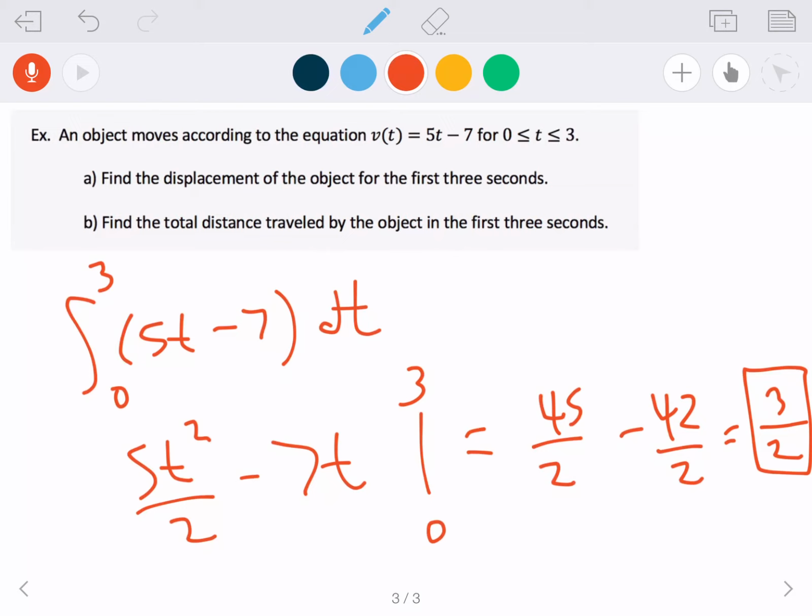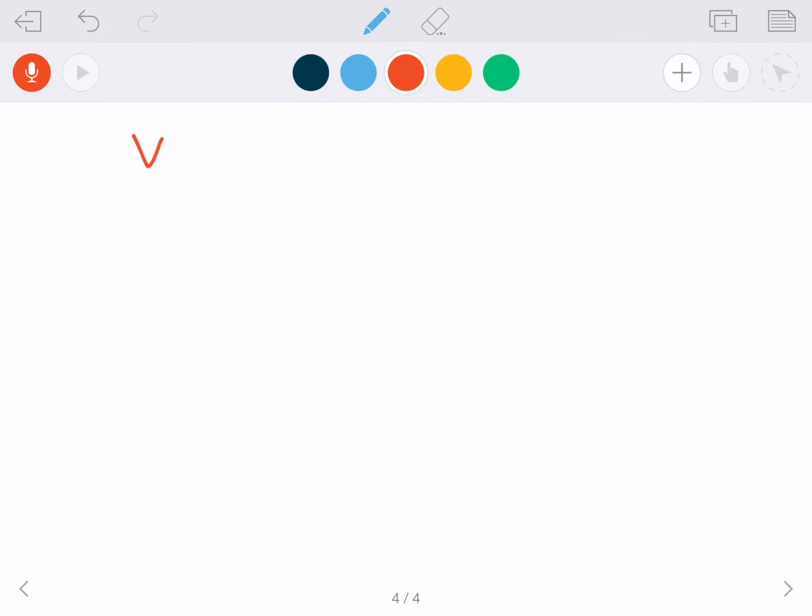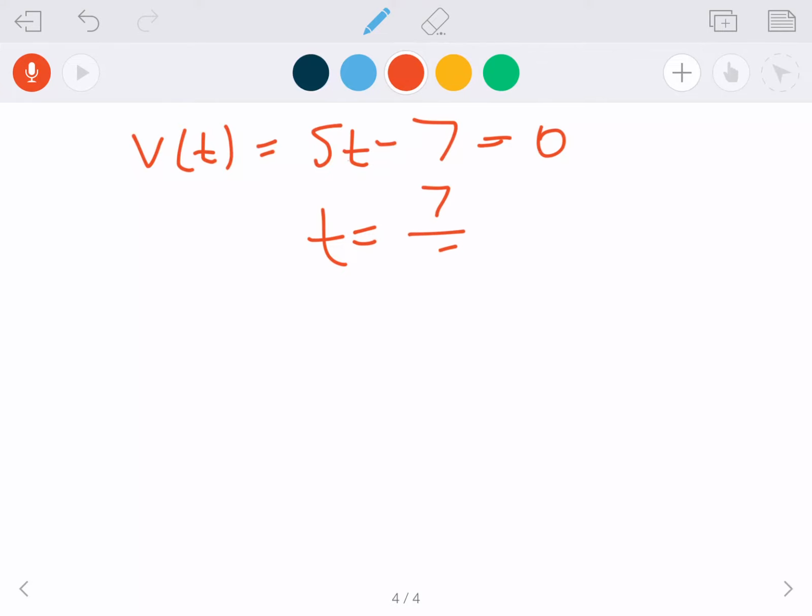That means I have to figure out where, if anywhere, this object turns around. If the object never changes direction, then the total distance is the displacement. You just go 3 over 2 and you're done. But let's see if this changes direction. So I have to find out where v of t, which was 5t minus 7, is equal to 0. That was easy. t is 7 over 5. That's in my range between 0 and 3 seconds, so that's fine.